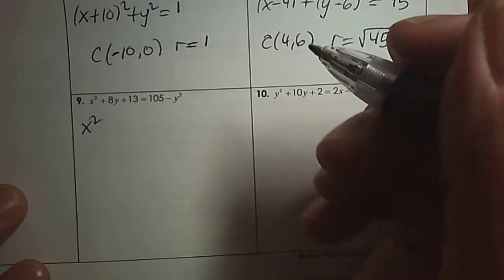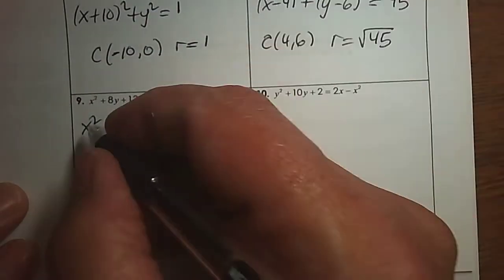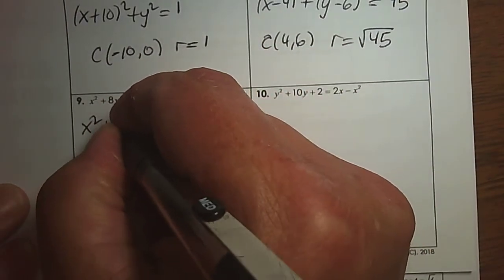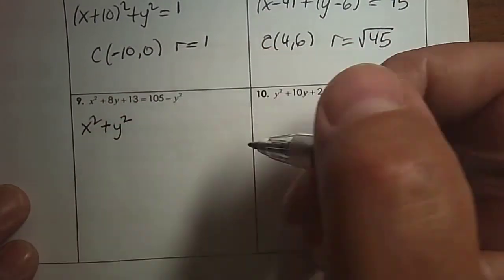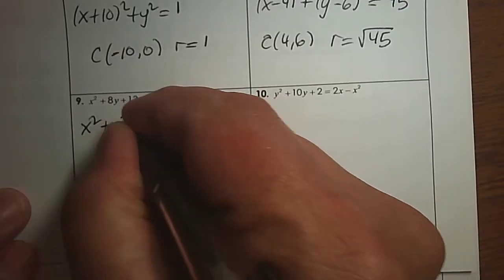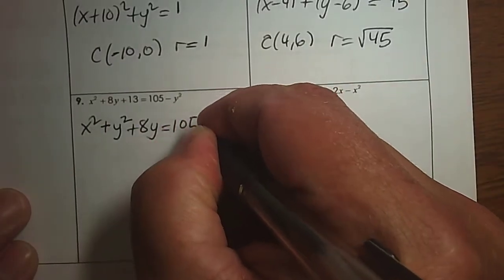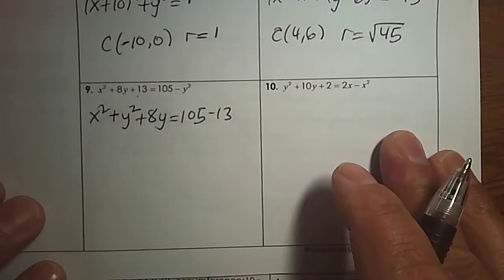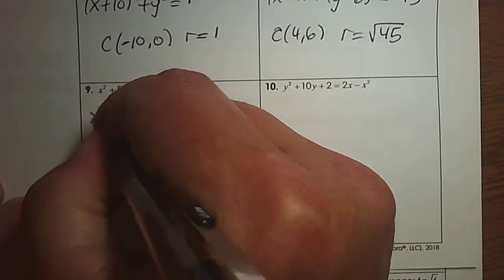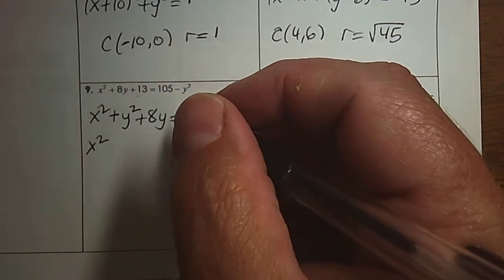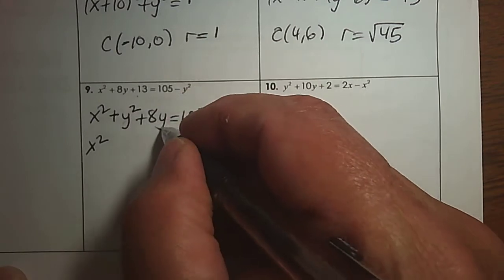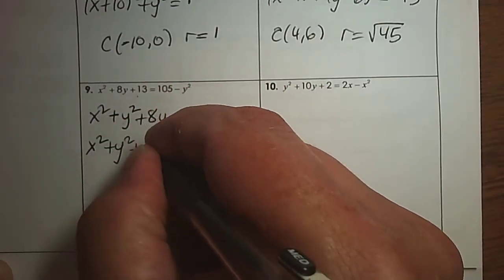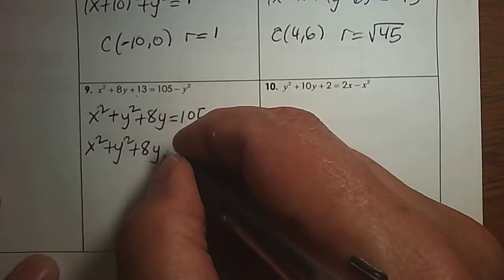Rearrange this. That's x squared. There's no other x's, so I don't even need to complete the square for x. We have the y. The y squared must be positive for it to be a circle. So we're going to add y squared. We have an 8y that's there already. We have a 105 on the right side, and we're going to subtract 13 so that we've rearranged the equation. X squared we leave alone. We don't need to complete the square. There's no other x's, but for the y, we have an 8y. That means we need to complete the square. So we're going to divide by 2 and then square it. So that's 4 squared, that's 16.